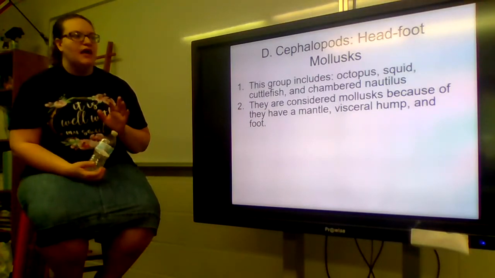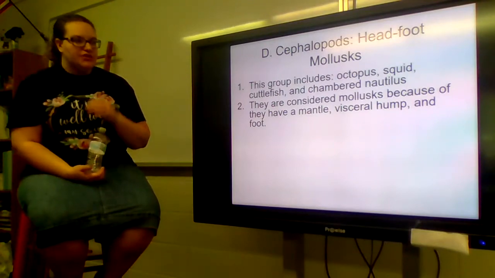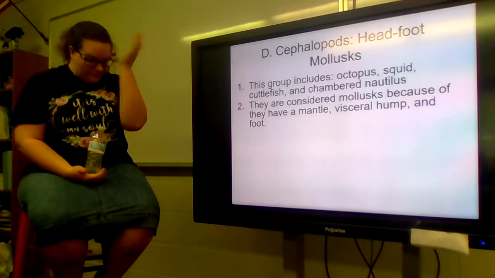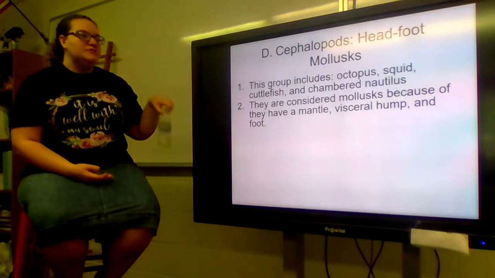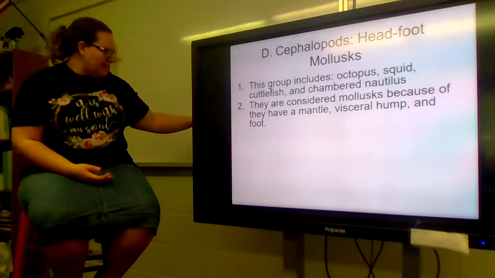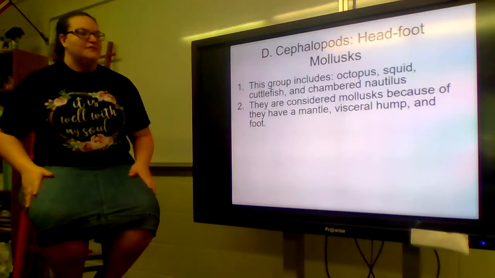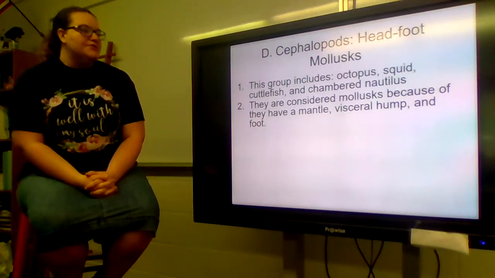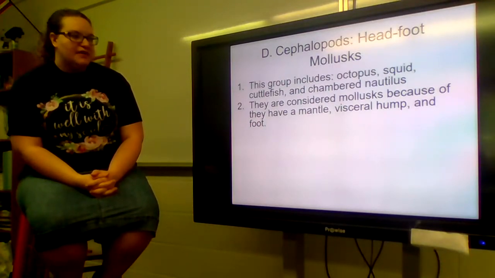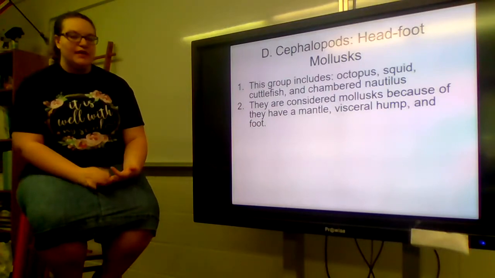This group includes octopuses, squid, cuttlefish, and chambered nautilus. You say, hang on, Ms. Maxwell, octopuses have tentacles, and those are feet, aren't they? Not exactly. So they are considered mollusks because they have a mantle, a visceral hump, and a foot.